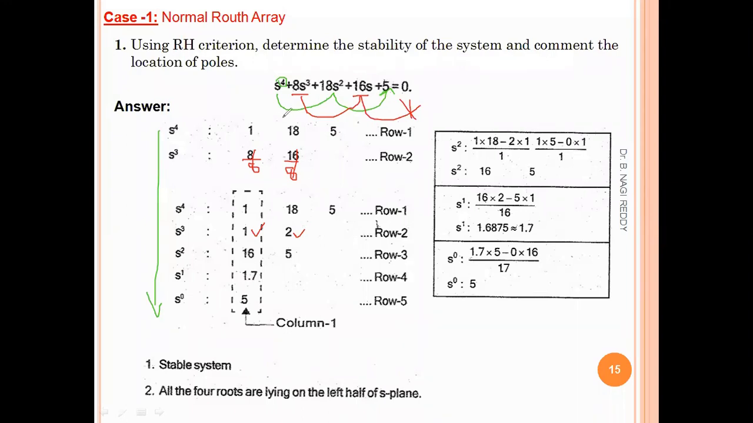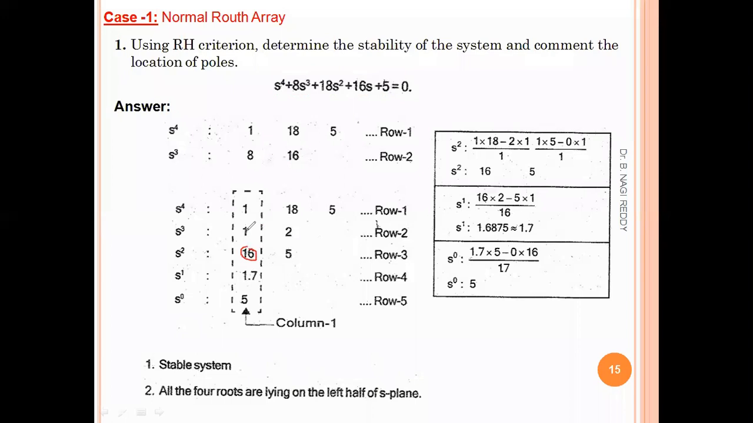After simplification, you have to rewrite the row. Now our first row is 1, 18 and 5. Our second row is 1, 2. Then we need to calculate these terms, which are in the s square row. We don't know the s square row. So the first term and the second term in the s square row, we need to calculate. How can we calculate this? We will see now.